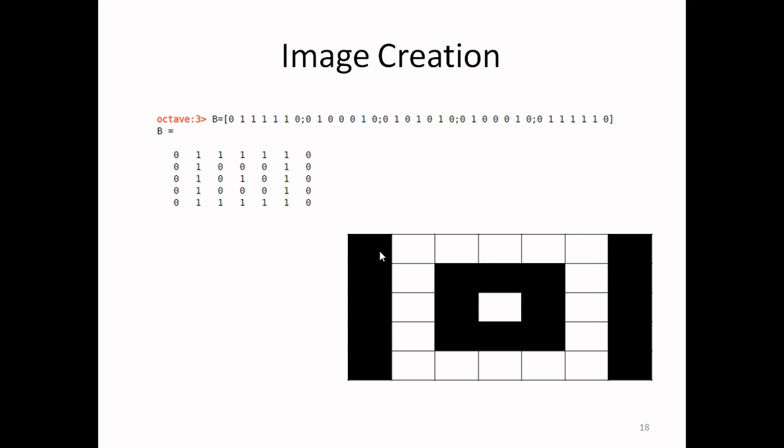Basically 0 will represent black and 1 will represent white. These numbers actually set the intensity of the color. As you can see, this image requires a matrix with 7 columns, 1 2 3 4 5 6 7, and 5 rows, 1 2 3 4 5. So we require 5 rows and 7 columns to define this type of image.